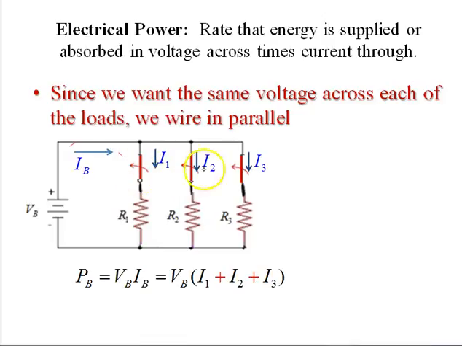If they were all wired in series, then the equivalent resistance would be R1 plus R2 plus R3. So the current would be smaller, and we'd have less power absorbed in each of the loads and less power supplied by the battery. So as we add more loads in parallel, that requires our power supply to deliver more power. That's something we need to be very conscious of in lab.